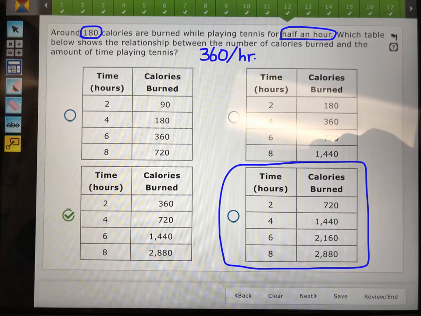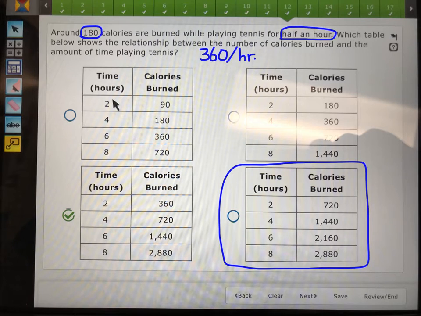Now this one really comes down to how well you read and break things down. Because 180 calories is only what is burned in half an hour. That's only 30 minutes, which means at 1 hour would be 2 sets of 30 minutes, and 2 times 180 is 360. So he is burning 360 calories an hour.